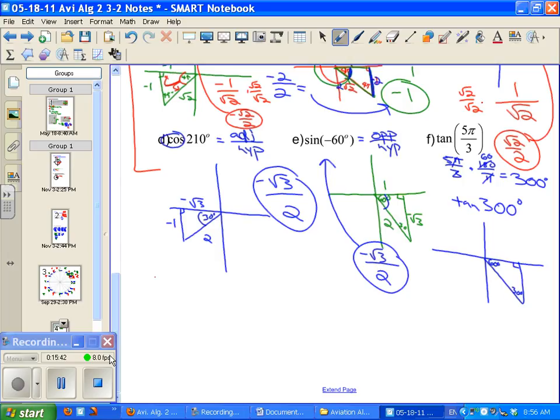This is 30. So what should I use for my short leg? 1. Hypotenuse? 2. Long leg? Square root of 3. You're right, it is negative because it's down. Okay, so tangent is opposite over adjacent. What is this angle's opposite? It's not an angle, it's always a side. Opposite of this angle is that side. Has to be over adjacent. Oh, you're right, I just did sine. This is negative square root of 3 over adjacent, 1.